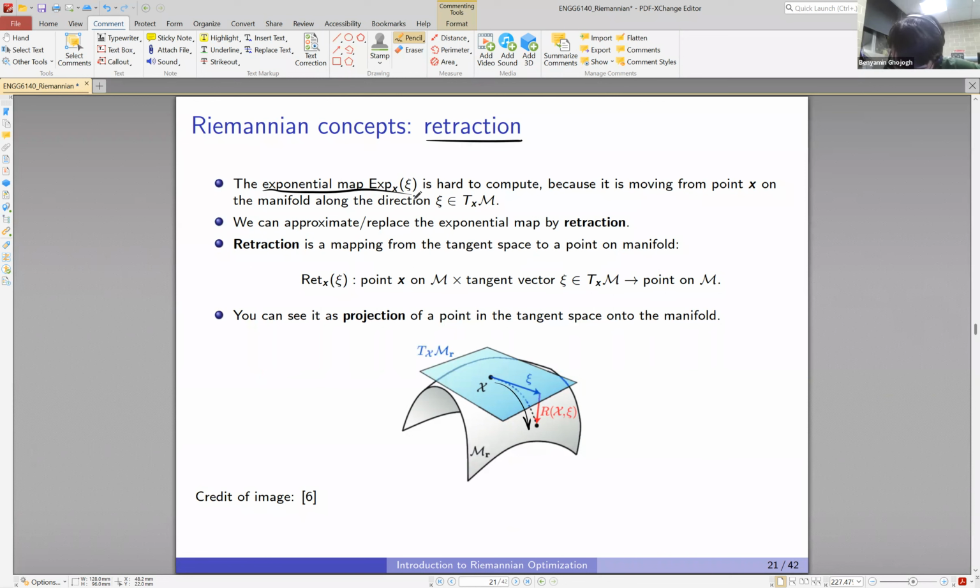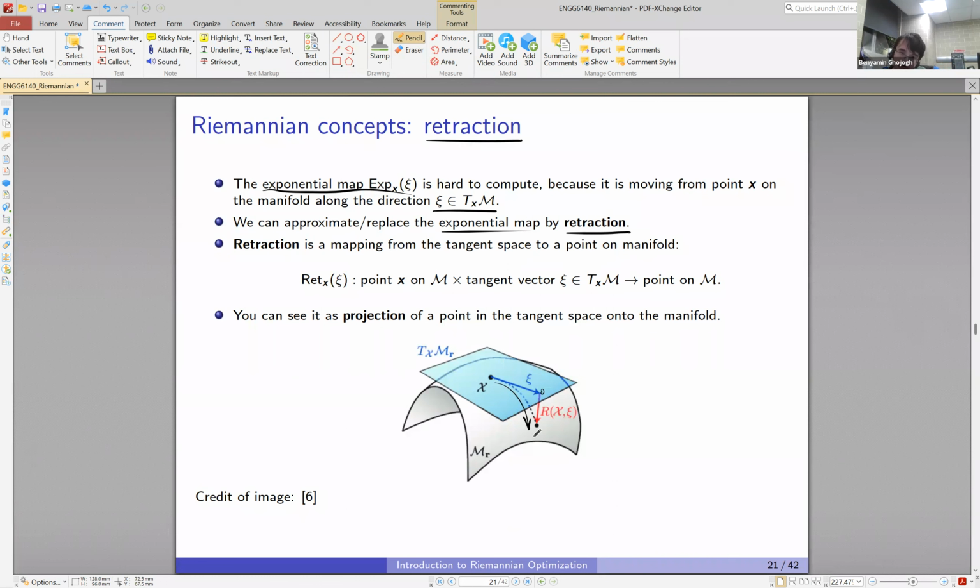And as you see, it's very hard. It's very curvy, so it needs differential geometry. So we can replace or approximate the exponential map by retraction. What is retraction? Retraction says that rather than going on the curvy manifold, go in the flat tangent space in the direction of zeta, and then project this point onto the manifold.